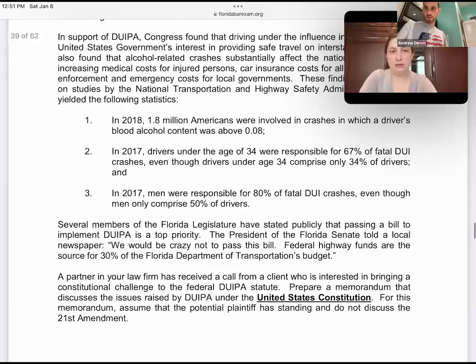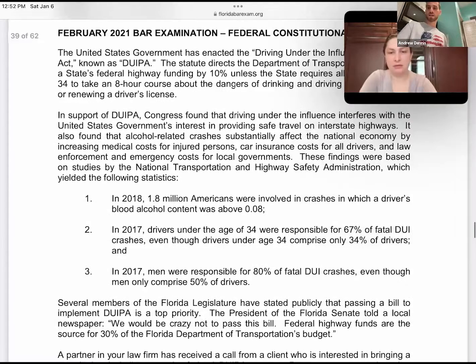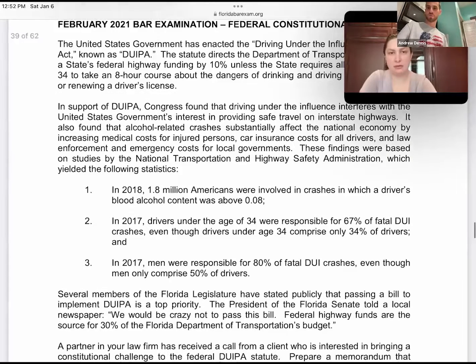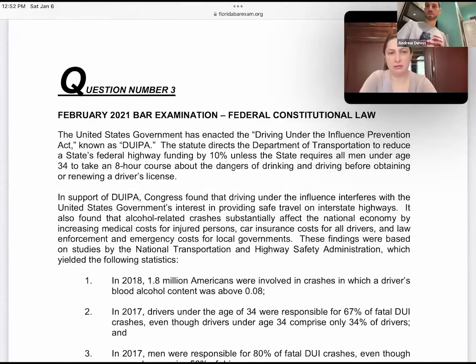United States Constitution. Okay, and look at this part right here. We would be crazy not to pass this bill. Federal highway funds are the source of 30% of Florida's Department of Transportation. It's a top priority. Congress found that driving interferes with this. It also found this. So the United States government enacted the law. It directs them to do this. So now we have a different issue here, where the United States government is enacting the law, not the state of Florida. This is when we bring up Commerce Clause, Dormant Commerce Clause, anti-commandeering, right?